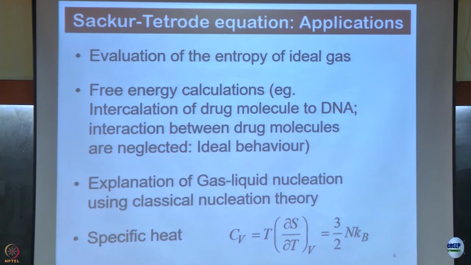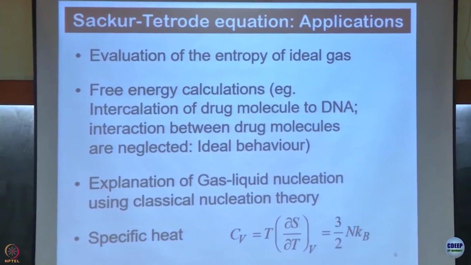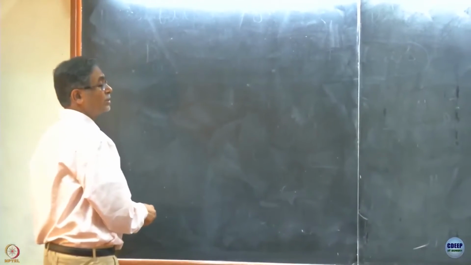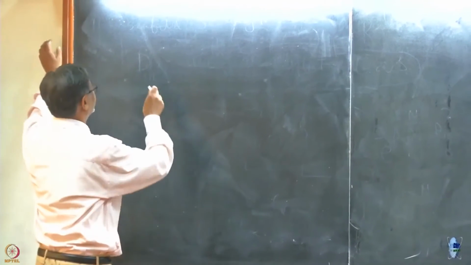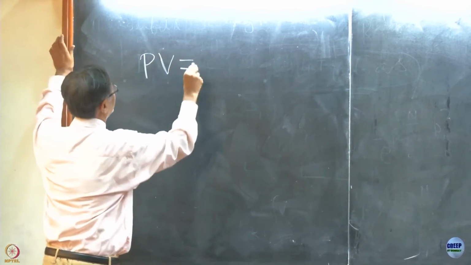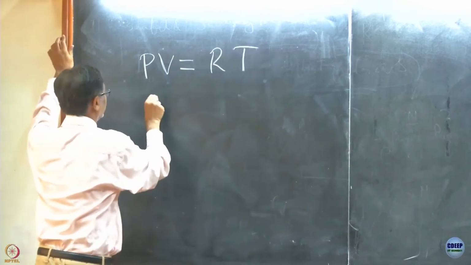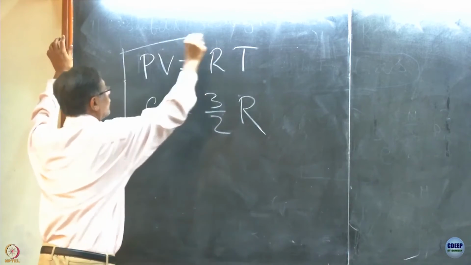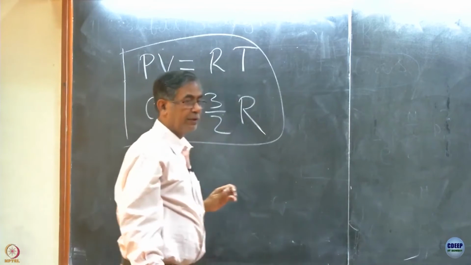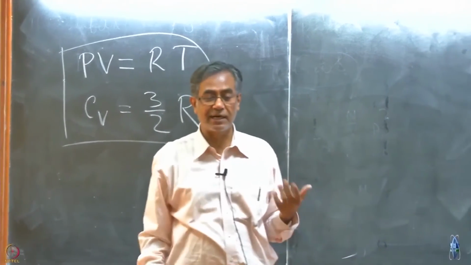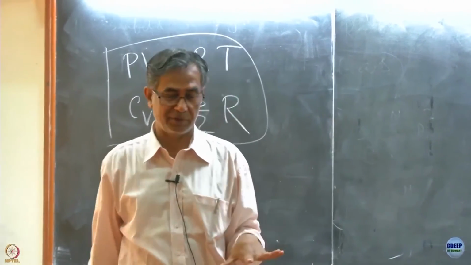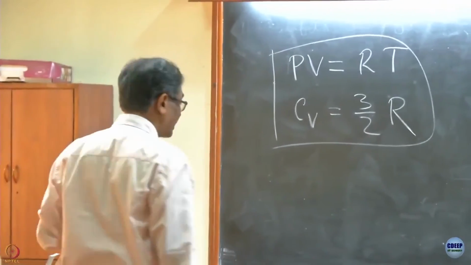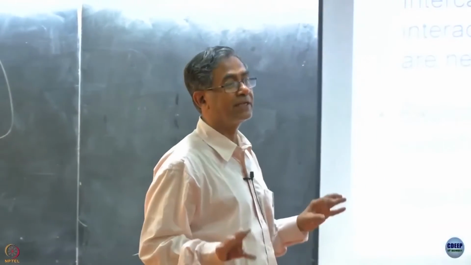These are really beautiful results which everybody should know by heart, because you will always use them when you start thinking about interacting systems. Start thinking with the ideal gas. So PV = RT, and Cv is 3/2 R. These are the things from your first year undergraduate physical chemistry, and they come out of a rather sophisticated framework.